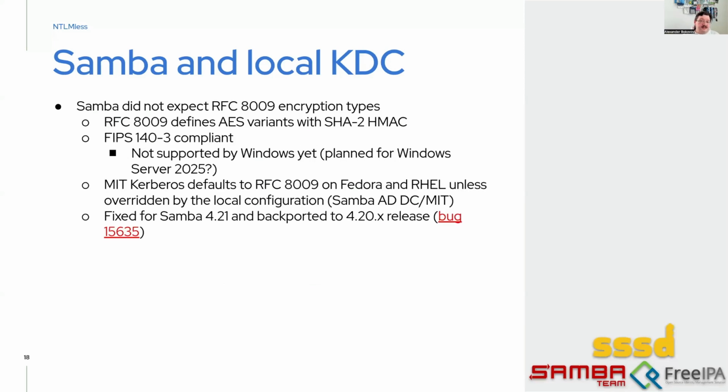The other part that was not expected by Samba is these 8/9 encryption types, which define the AES variants with SHA-2 HMAC. They are FIPS 140-3 compliant, but they are not supported by Windows yet. So it's expected that Samba as Active Directory doesn't know about them. Well, FreeIPA and MIT Kerberos default to these new encryption types. Well, new is probably a strong word because this has existed for several years already.